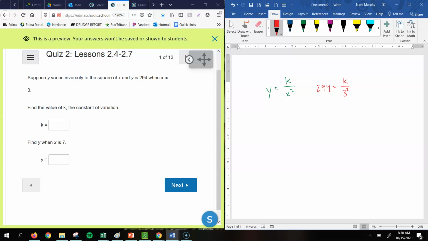Now to solve for k, we don't divide by 3 squared. In order to get rid of the fraction, we're going to multiply both sides by 3 squared, or multiply both sides by 9. And when you do that, you get your value for k. And k would end up being 9 times 294, which is 2,646. So that would give us our specific equation. So we would say y equals 2,646 divided by x squared. And we're going to use that equation to answer the question. Oh, and by the way, we just found that k is 2,646.